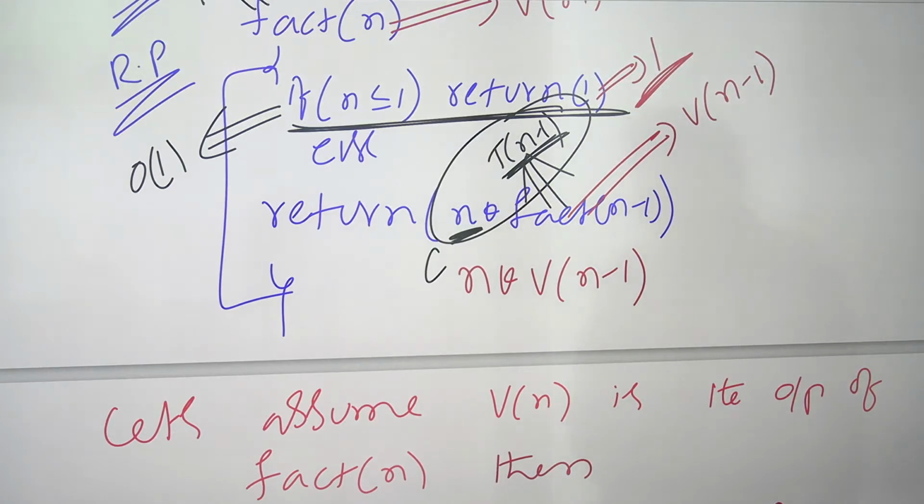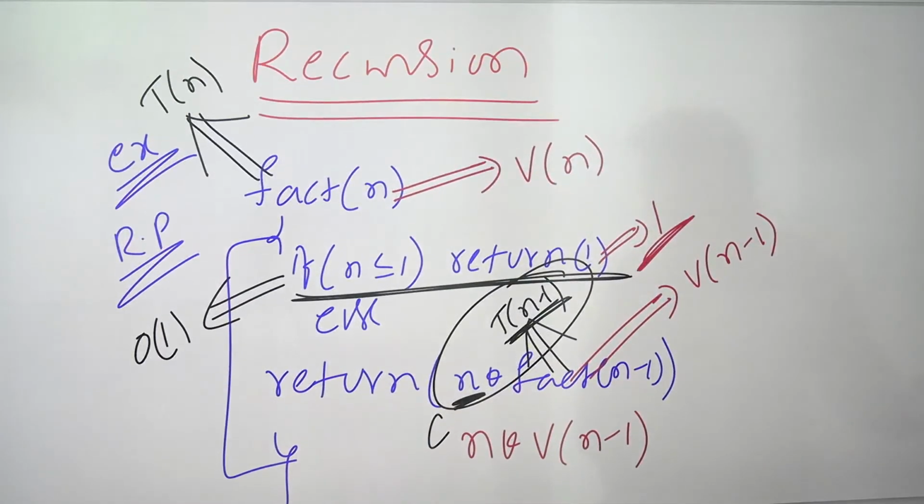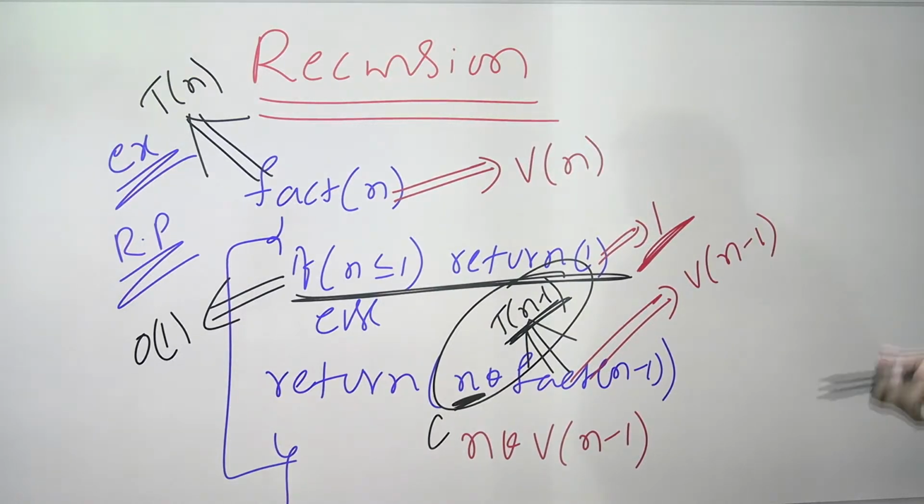Time complexity means loops. In the if condition also there is no loop, constant. In the else condition also no loop, constant. But recursion is recursion. Recursion always takes the same. What is the meaning of that? Fact of n has value T of n, fact of n minus 1 has value T of n minus 1. Recursion is always the same, that's okay.